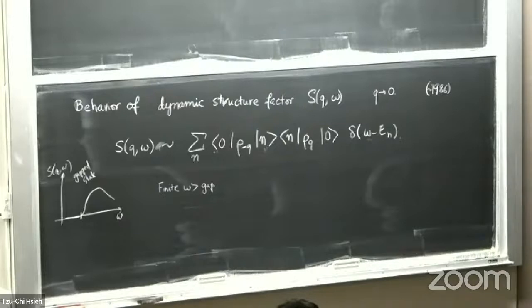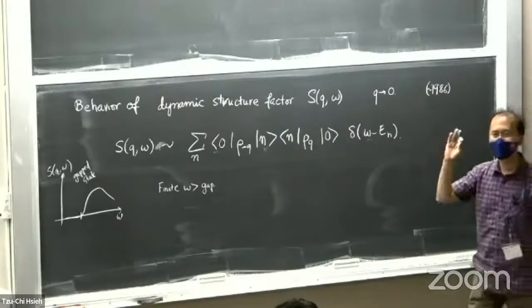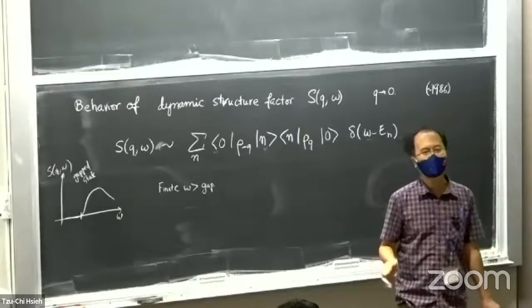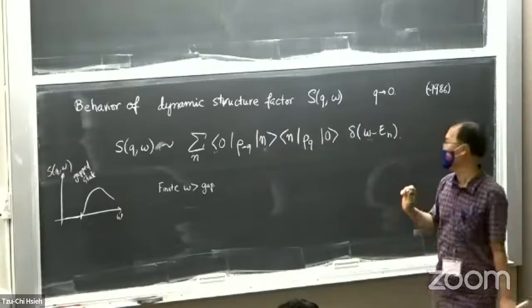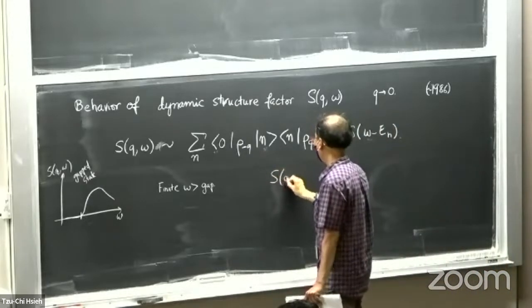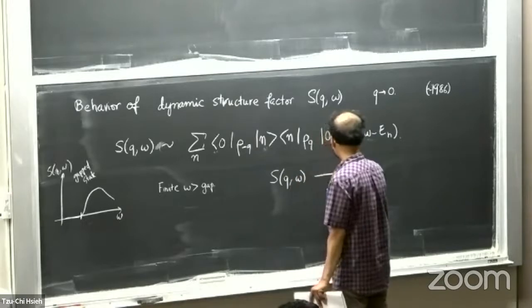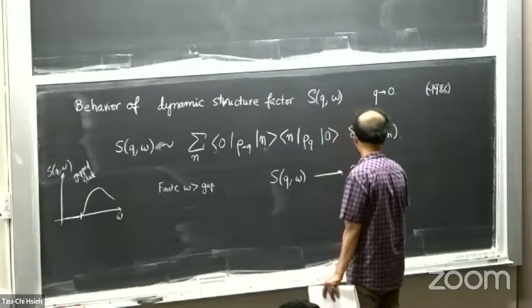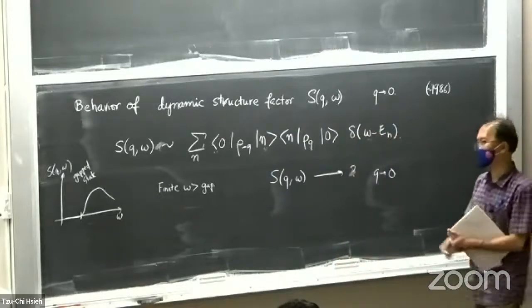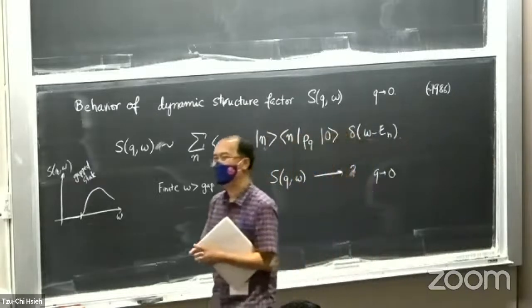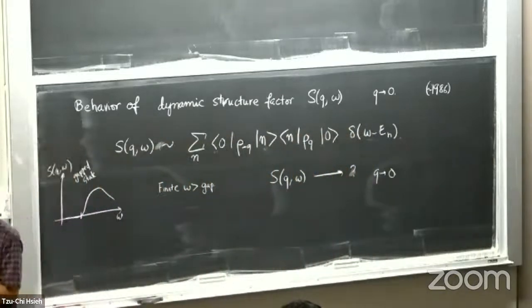So we have finite omega, but we can ask the question: for fixed omega, what is the behavior of the structure factor as a function of Q when you take Q to 0? S of Q omega, when we take Q to 0, goes to what? For a fixed omega that is bigger than the gap, fix any omega that you want, and then take Q goes to 0.